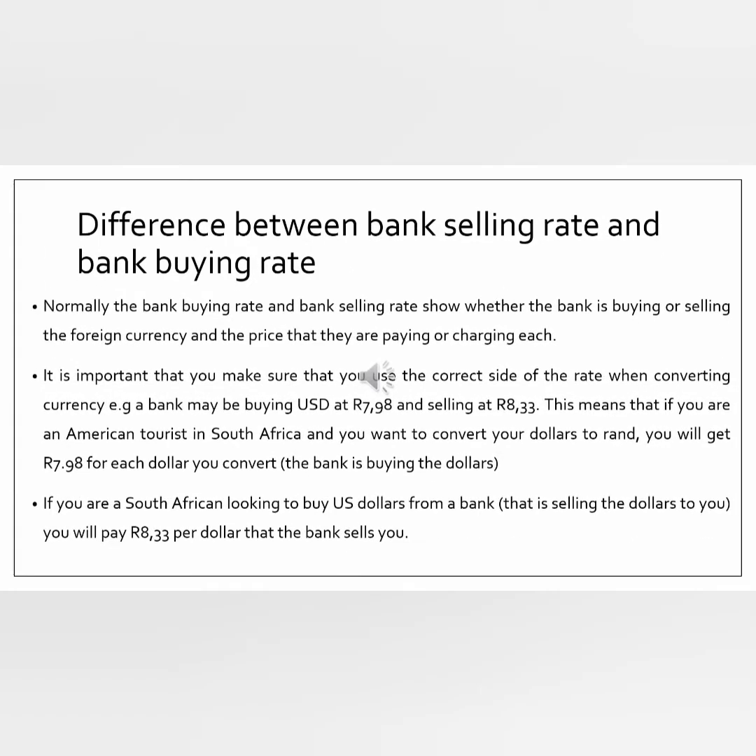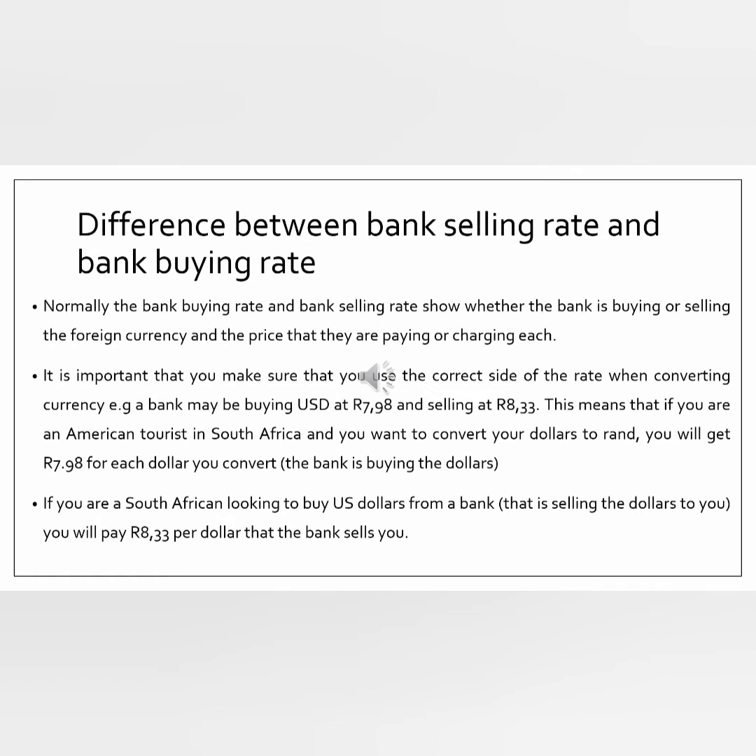We are going to start by looking at the difference between the bank selling rate and the bank buying rate. Normally the bank buying rate and the bank selling rate show whether the bank is buying or selling the foreign currency and the price that they are paying for or charging it, right? So what do we mean by this? We mean that the bank selling rate will show that the bank is the one which is selling the currency, and the bank buying rate means that the bank is actually buying that certain currency from a tourist. It is important that you make sure that you use the correct side of the rate when converting currency.